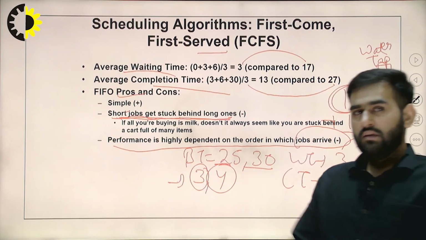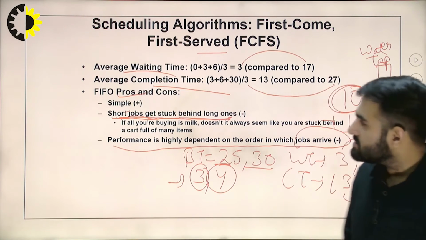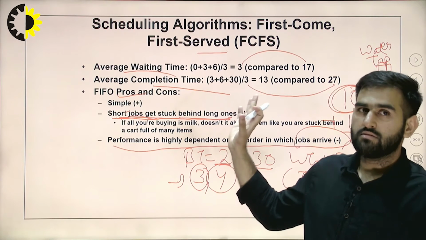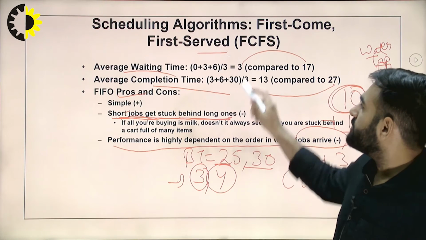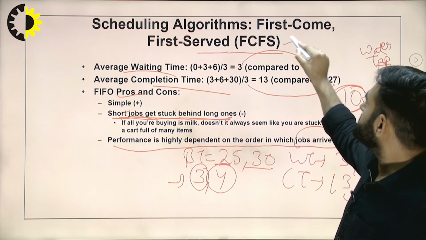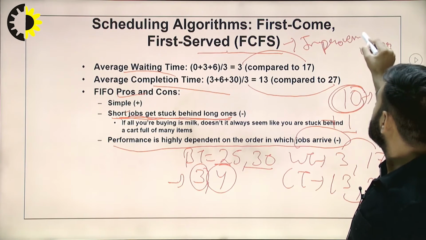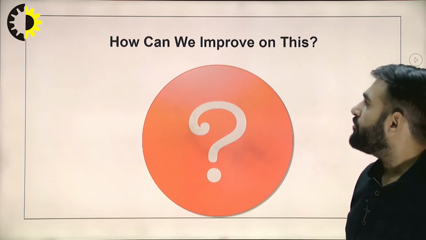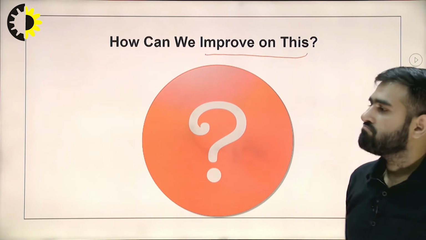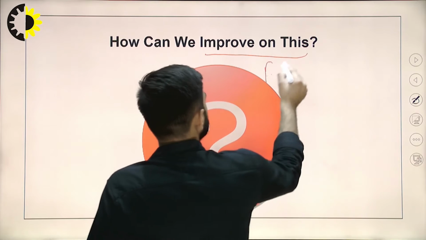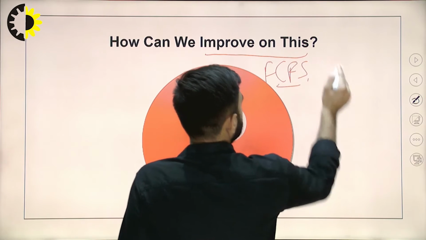Now, we will see how we can improve this. Just see the improvement of FCFS. इसका improvement क्या हो सकता है? How we can improve this? मतलब improvement of FCFS, first come first serve.